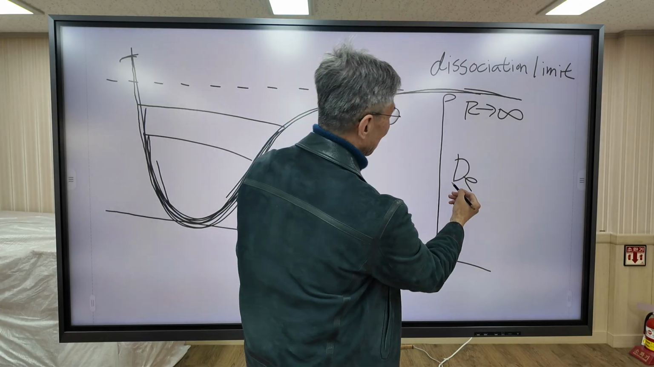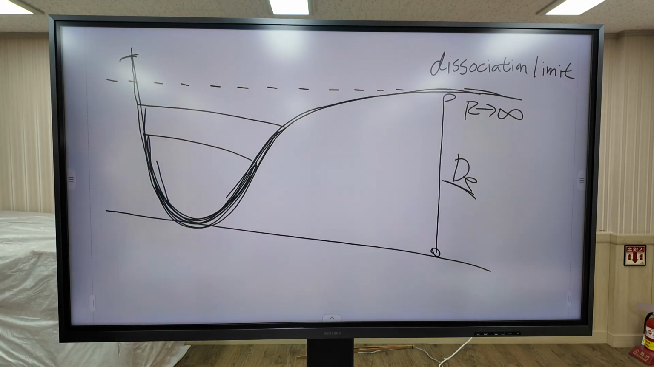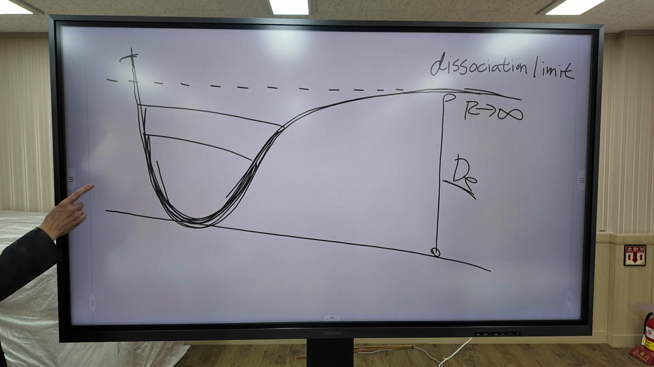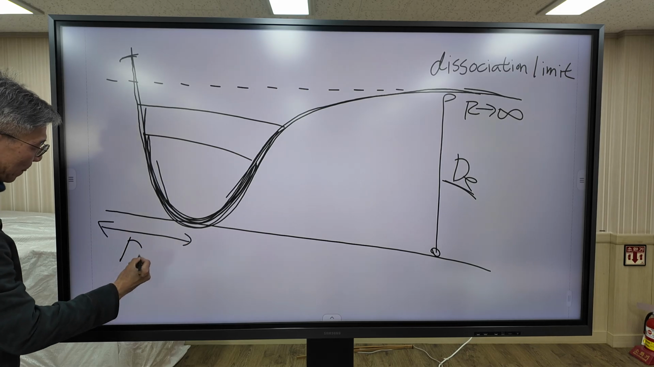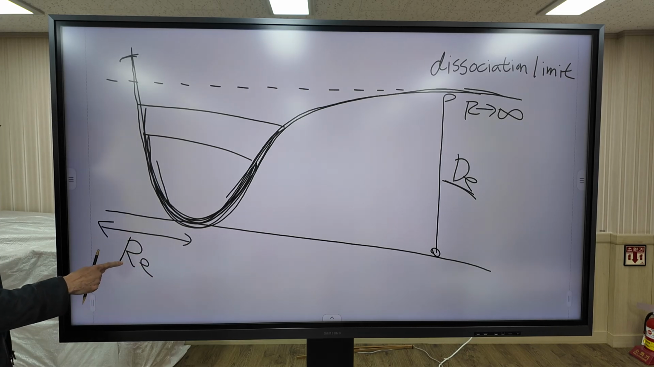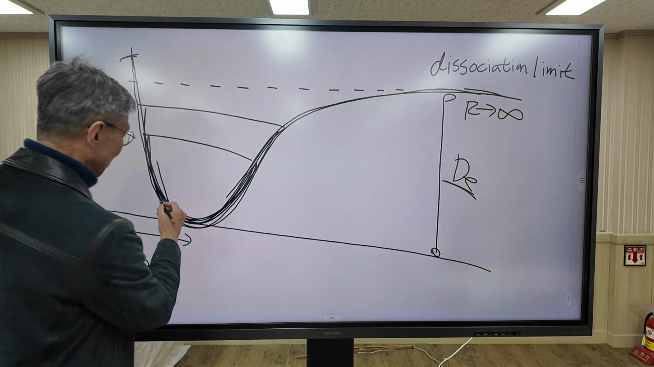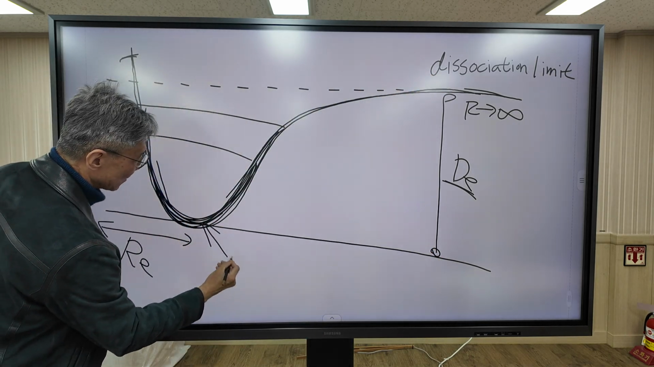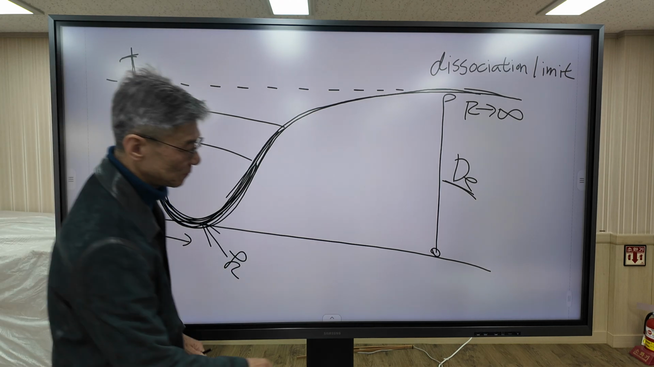So this can be defined as the bond dissociation energy or bond energy. This is our potential energy curve for the molecule. With this molecule, we can define bond length, bond dissociation energy, and with the curvature, we can define force constant. So I will compare two potential curves.